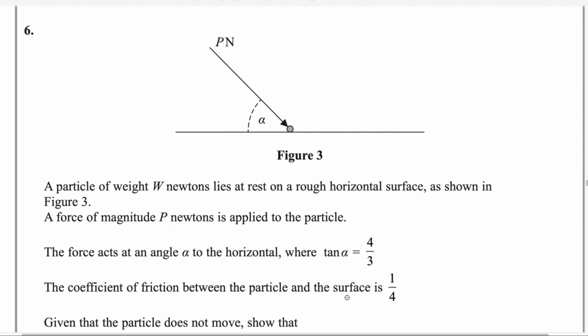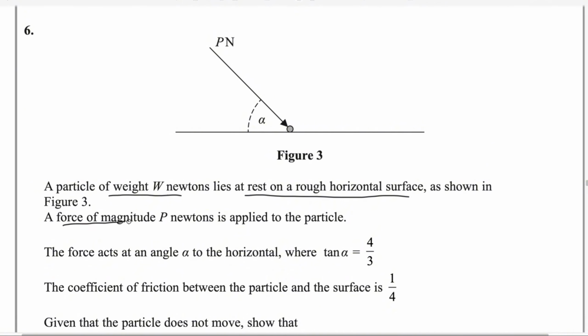In this video, I'm going to explain question number 6 from the Pearson Edexcel A-level exam for Mechanics 1. This exam was taken in the May-June session, year 2023. The paper reference code is WME01/01. A particle of weight W newtons lies at rest on a rough horizontal surface, as shown in Figure 3.